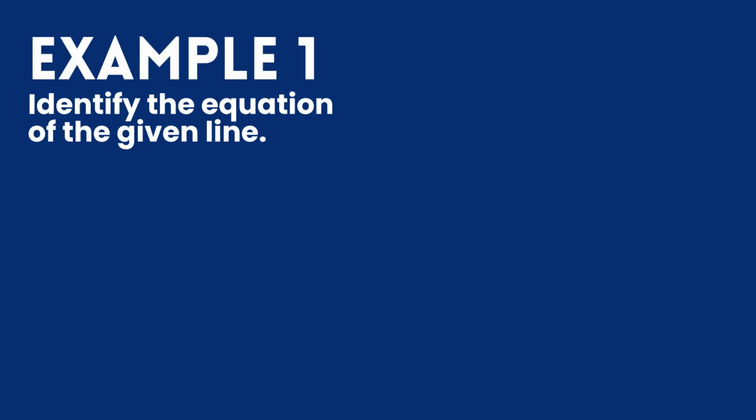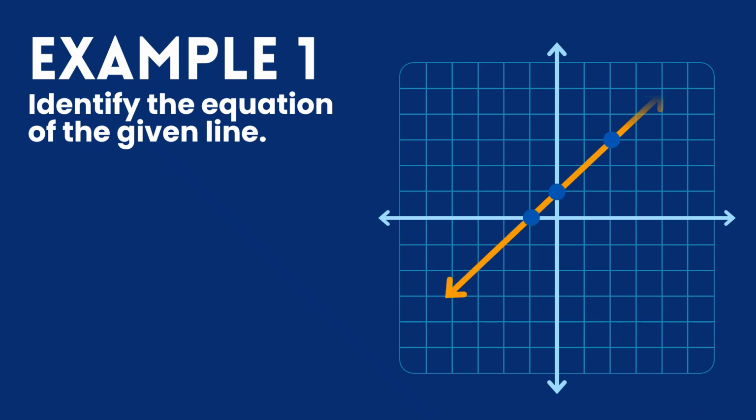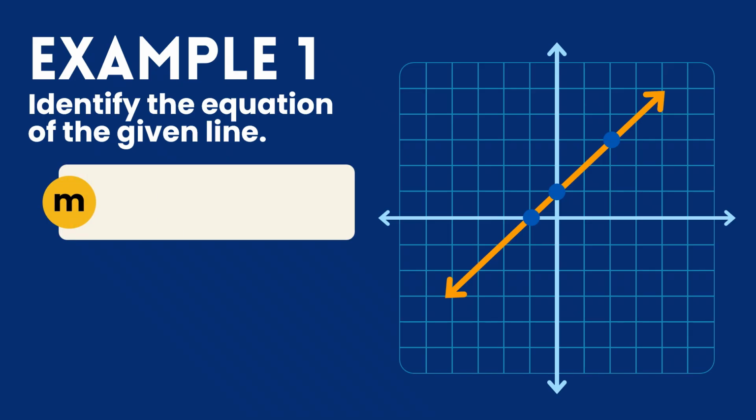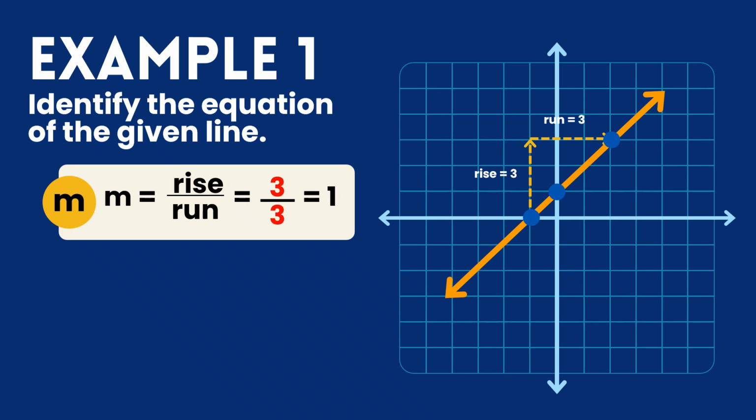Example 1. Identify the equation of the line. Let's find the equation of the given line step by step. First, find the slope, or m. In finding the slope, we're going to use 2 points on the graph. So m is equal to rise over run. The rise here is 3 units and the run is equal to 3 units too. Then let's divide. 3 divided by 3 is equal to 1. So in this line, the slope is equal to 1.